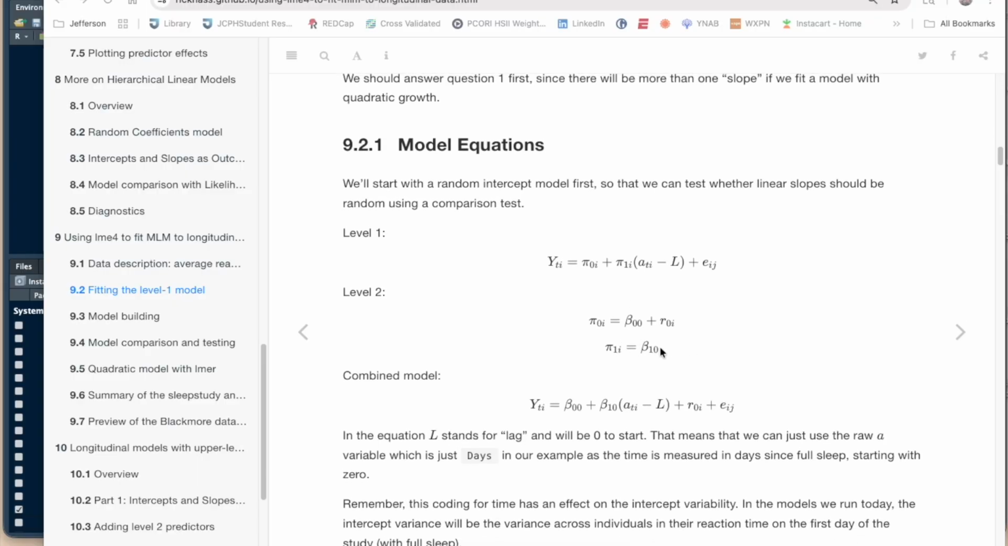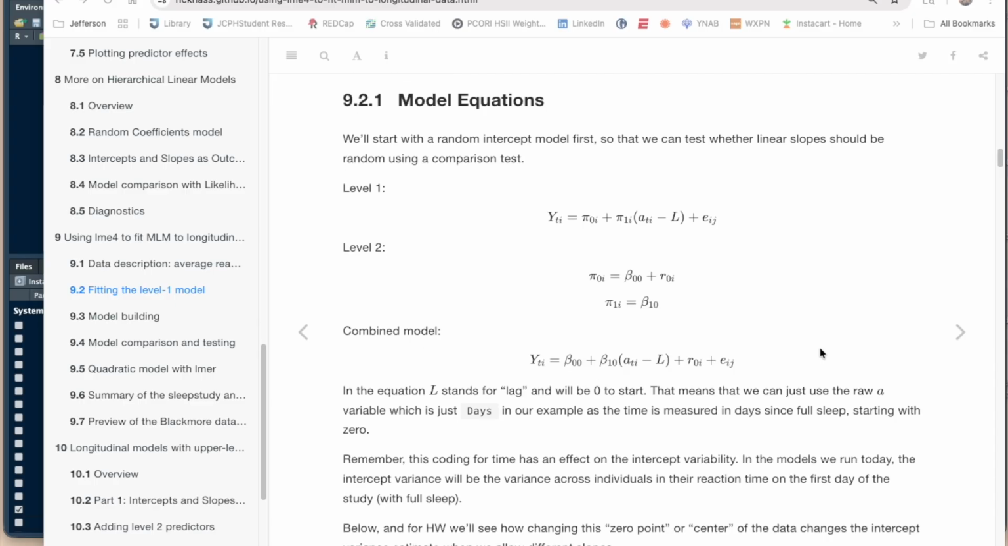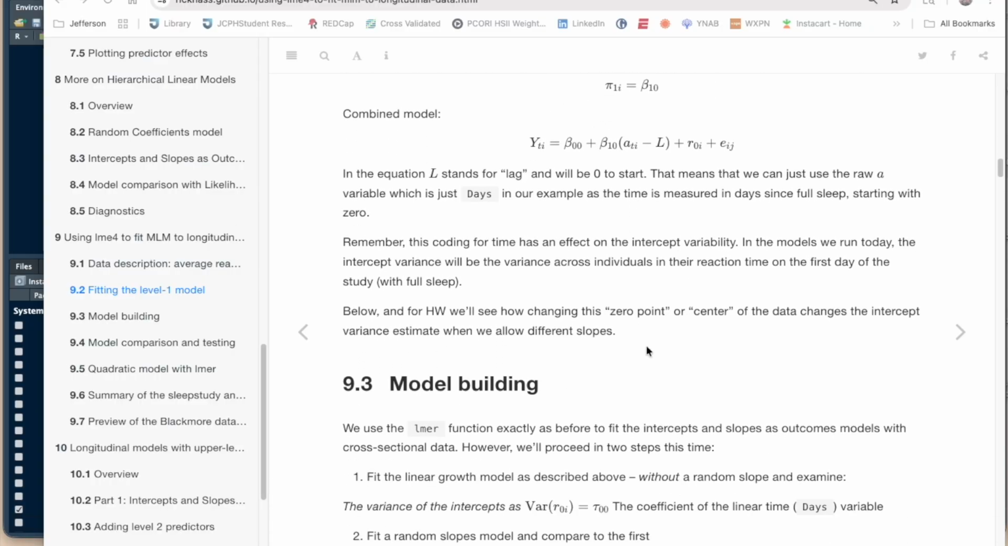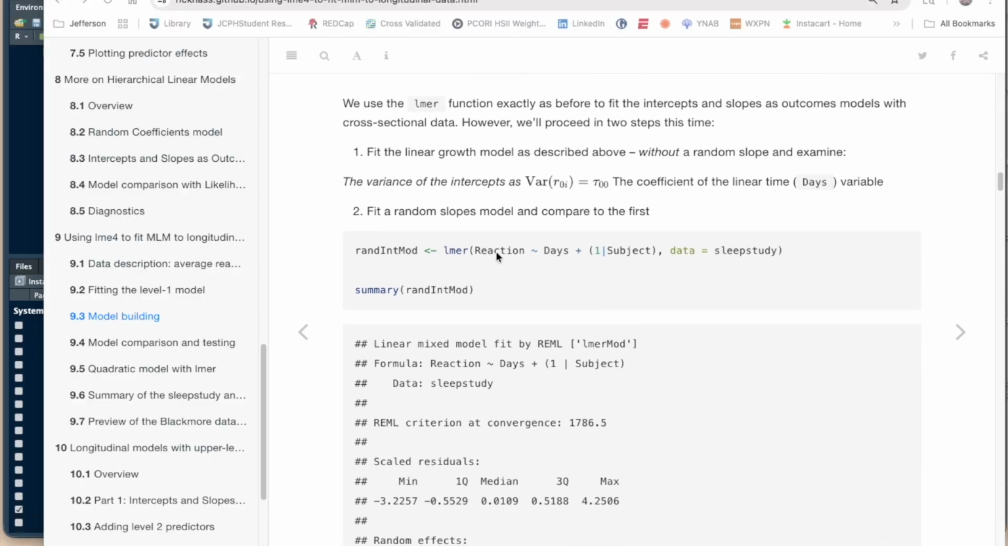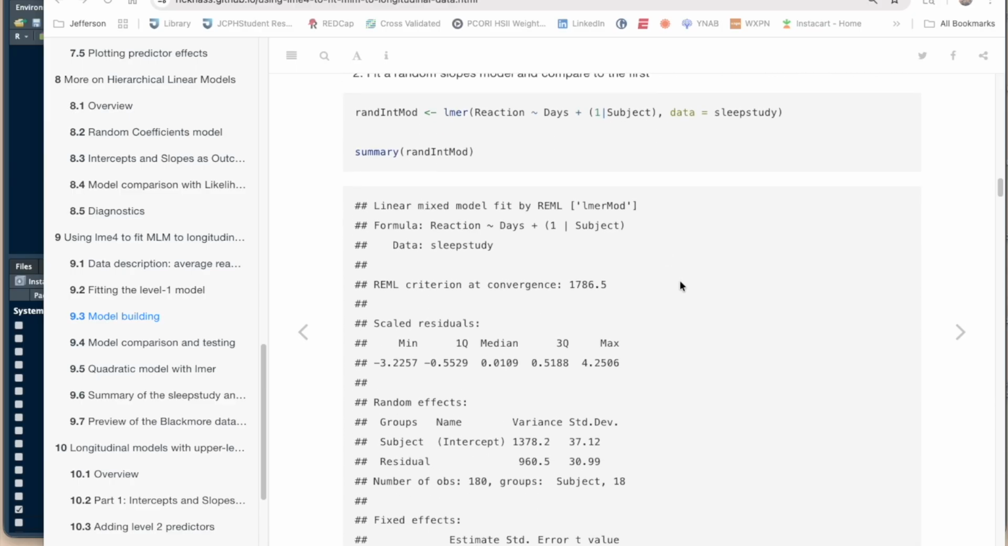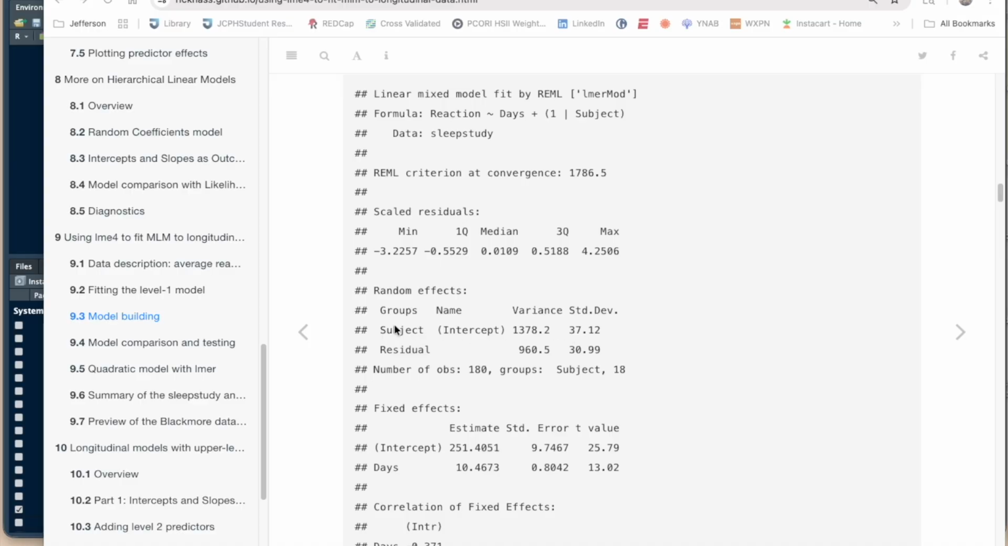Right? Level 2, at first we're just going to let the intercepts vary and keep the slopes fixed. And so our combined model is going to have just one fixed effect, the effect of time, and then just 2 random effects, no correlation. Right? So we do everything the same as before. Same code. Reaction time is our dependent variable, days is our time variable, and now subject is our clustering variable. And so if we fit this model and we look at the results, we're going to see something very similar. Here we've got our intercept variance, it's pretty substantial.